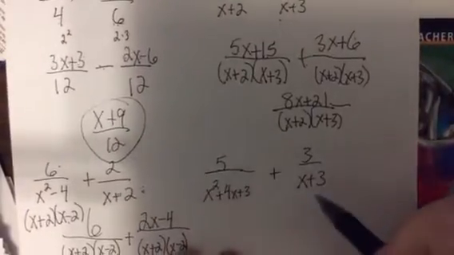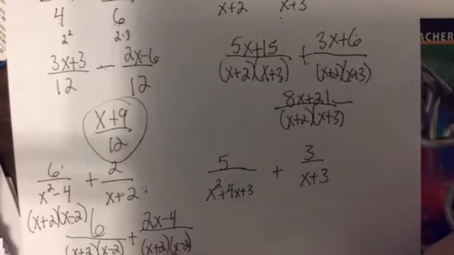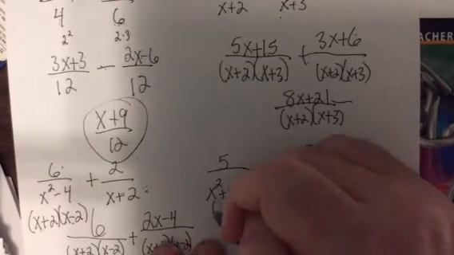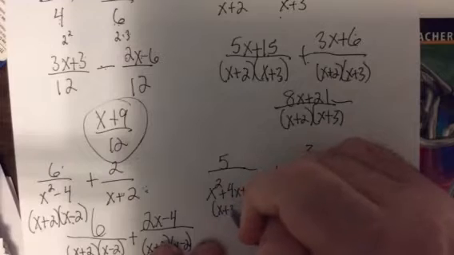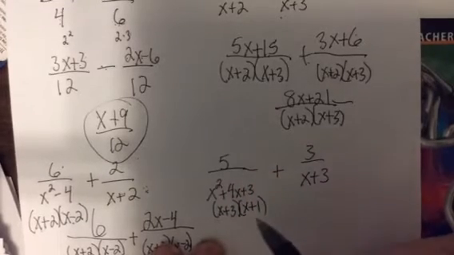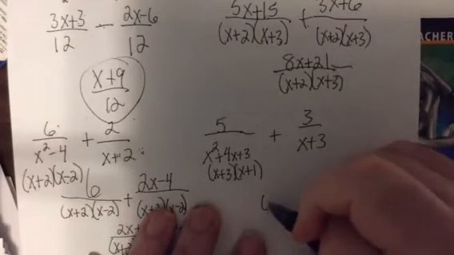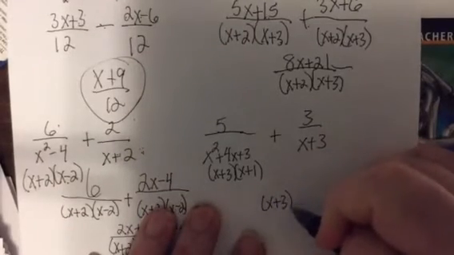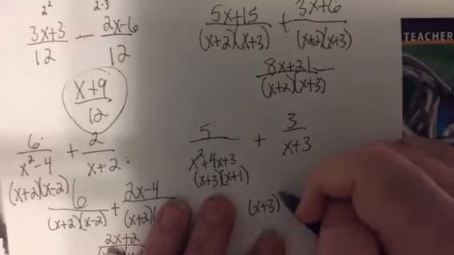See if you can do this one right now. Freeze it and then try it. Okay, so this would be x plus 3, x plus 1. So what's the LCD? x plus 3, because they both have it, and x plus 1.